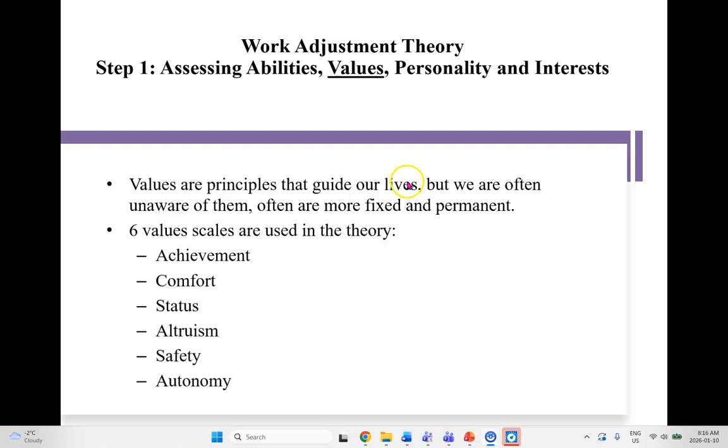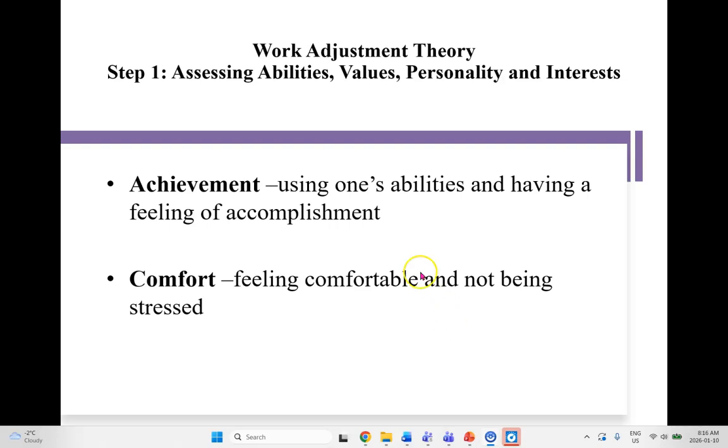There are different value frameworks that you can look at, but within work adjustment theory, they have 6 value scales, and we'll unpack all of these and just look at them in turn. And I do encourage you to read in the chapter a bit more detail and description of each of these, but I'll give you just a little snapshot of each one.